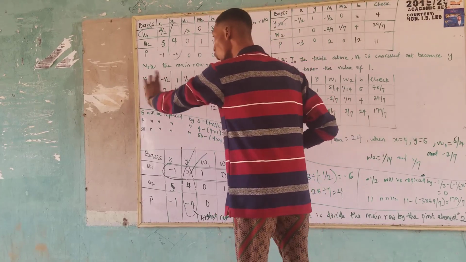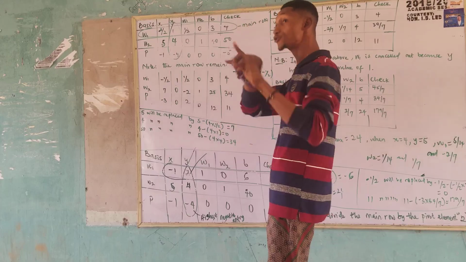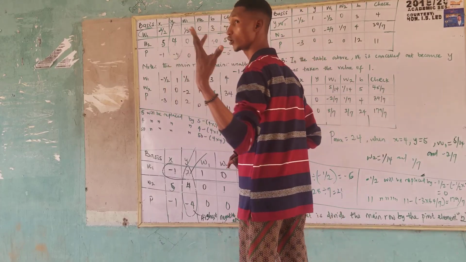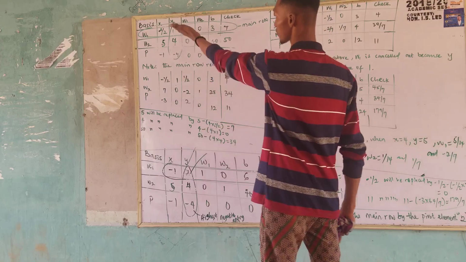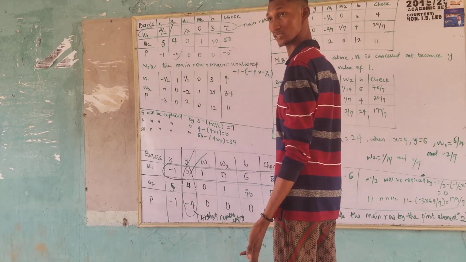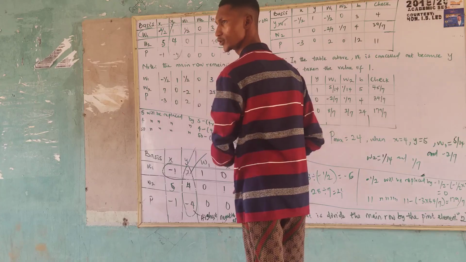So here we get the key row. Then you now get the main row. The key row will tell us the main row, you understand what I'm saying? So here is the key row. Now to get the main row, what else do we do? To get the main row like we did here, you divide by the what? Pivot. What is the pivot element here now?